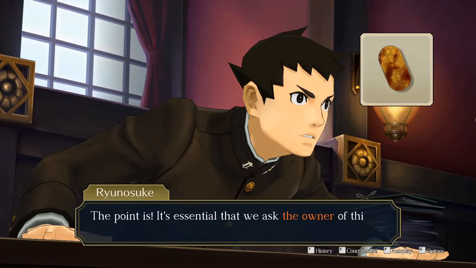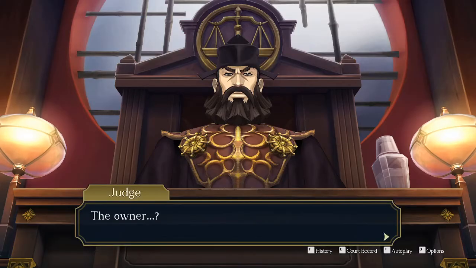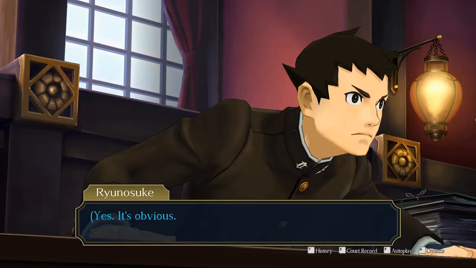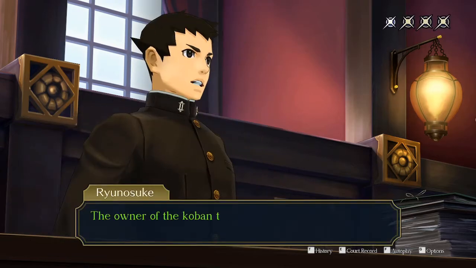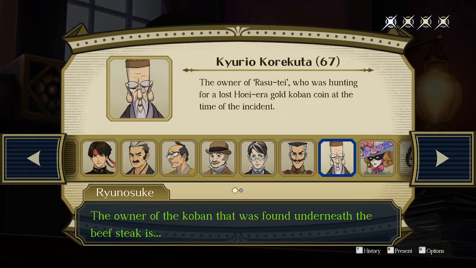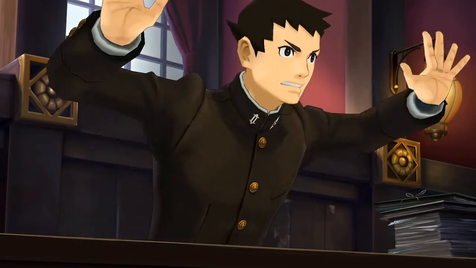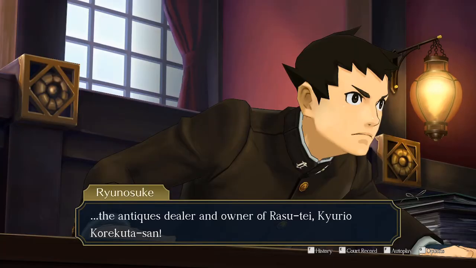The point is, it's essential that we ask the owner of this coin if he can explain what it's doing under the steak. The owner? Yes, it's obvious there's only one person it can belong to. The owner of the Koban that was found underneath the beefsteak is... where is he? There we go. It's Kuryo Korikuta, the owner of Rasute, who was hunting for a lost Hoei era gold Koban coin at the time of the incident. Take that! Obviously, it can only be the antiques dealer and owner of Rasute, Kuryo Korikuta-san.